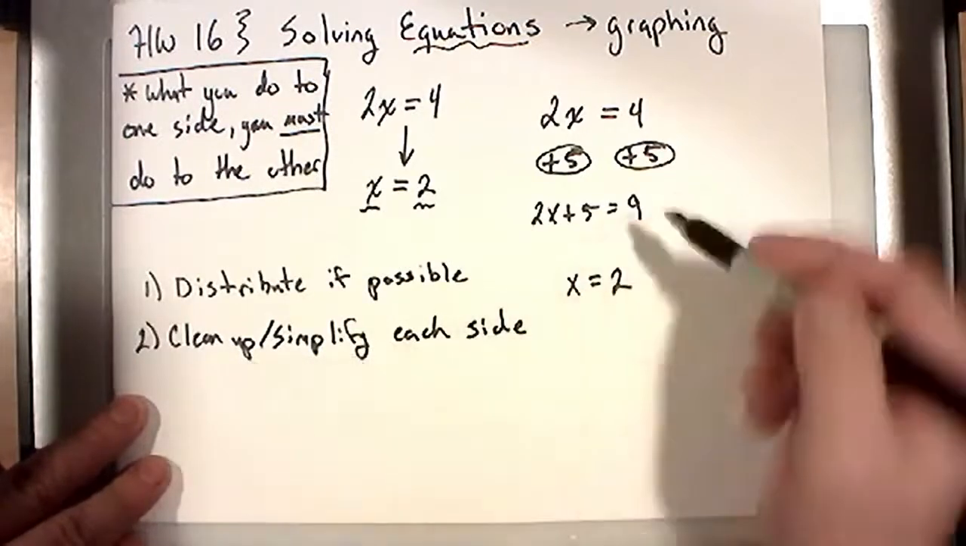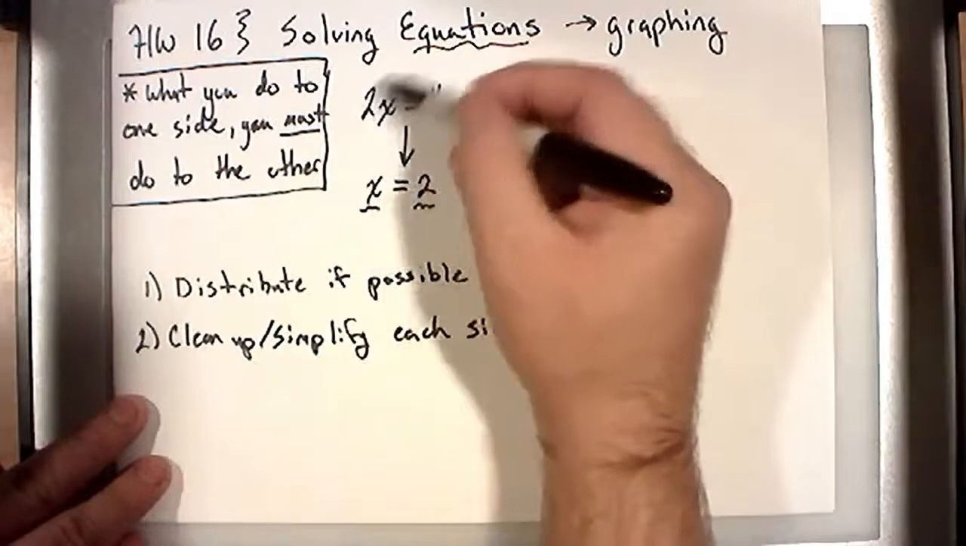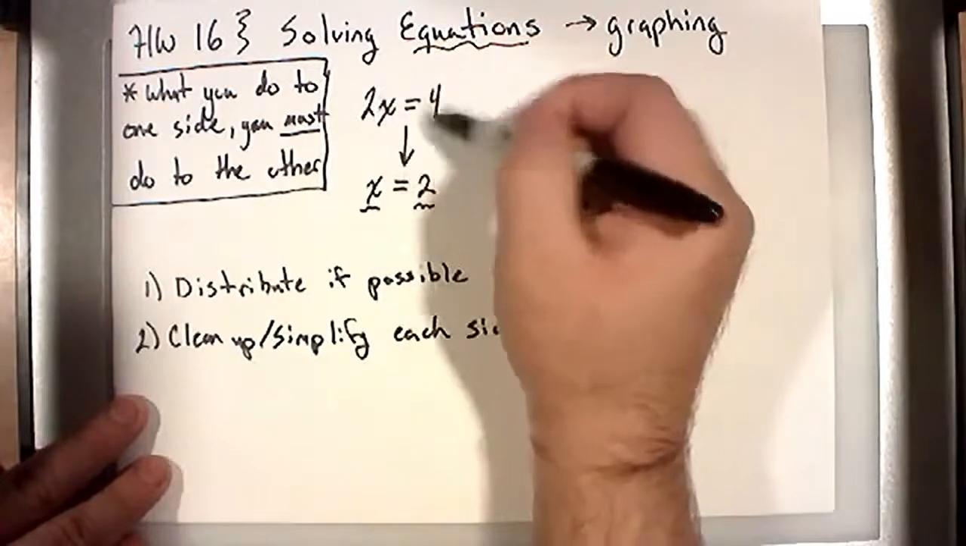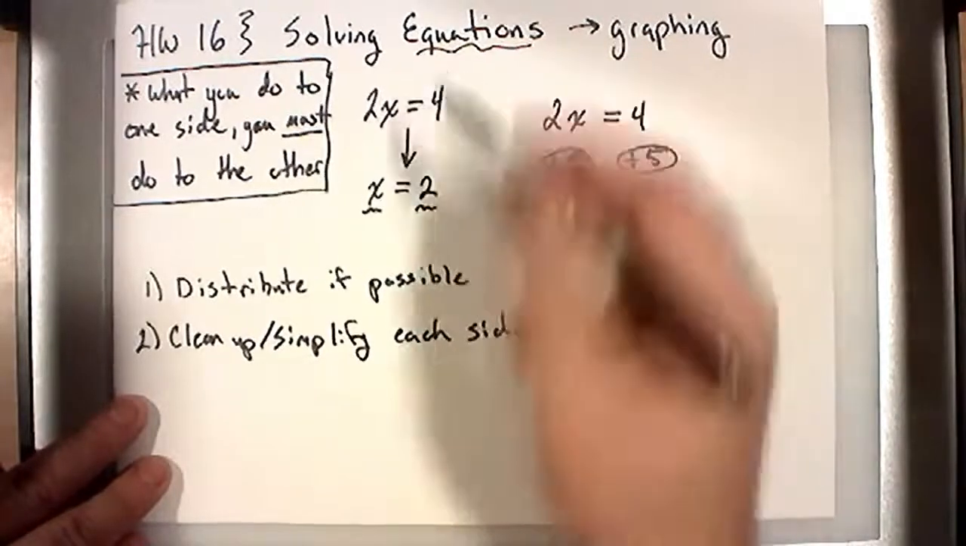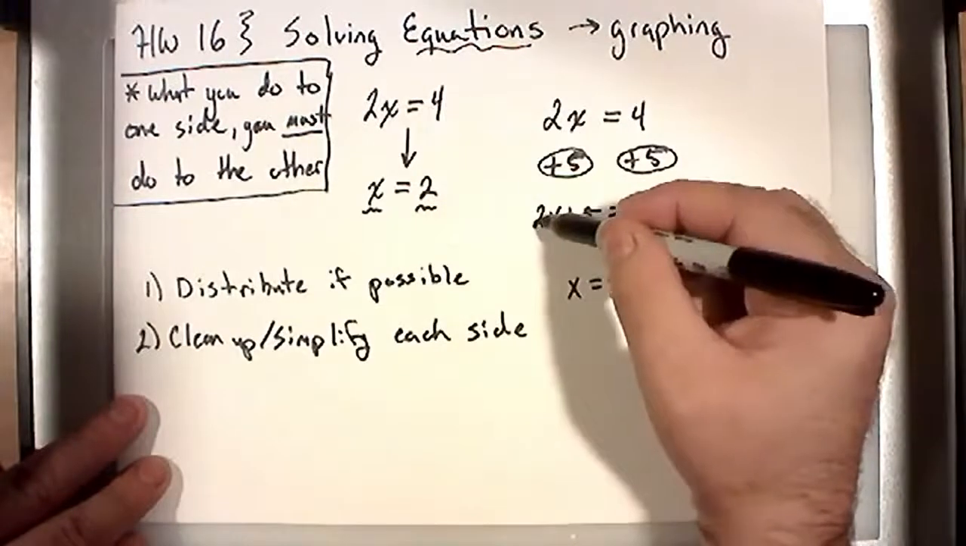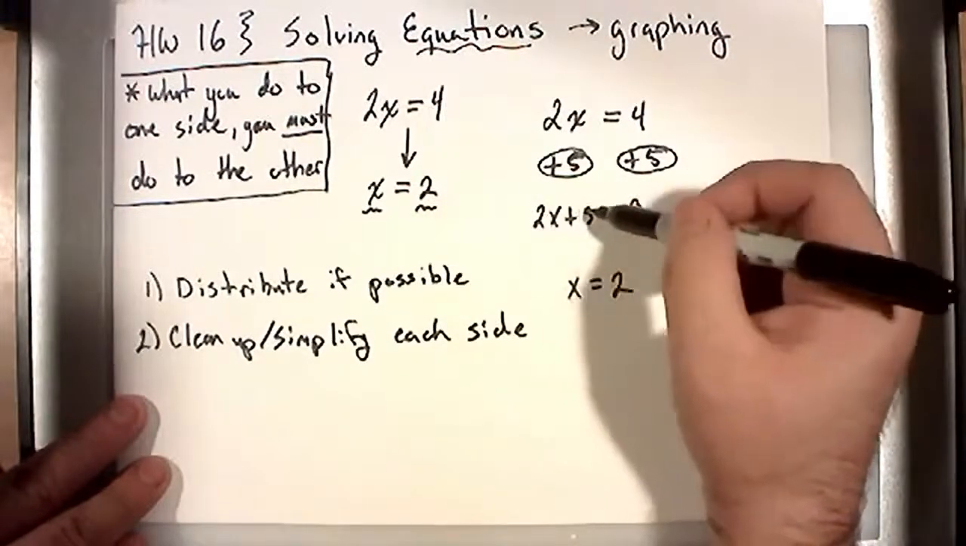What I mean by this is take a look at the left side, 2x. Can you clean that up at all? No. Take a look at the right side, 4. Can that be cleaned up at all? No. Right? But if we come over here, 2x plus 5, can that be cleaned up? Well, no, don't fall for it.